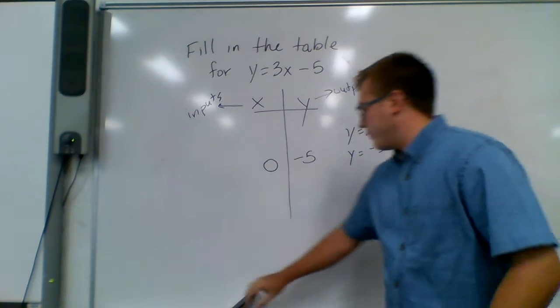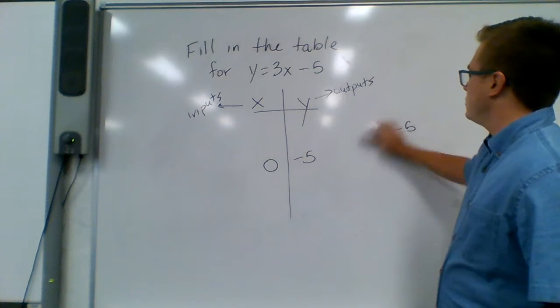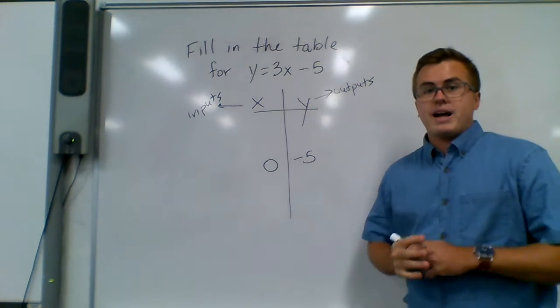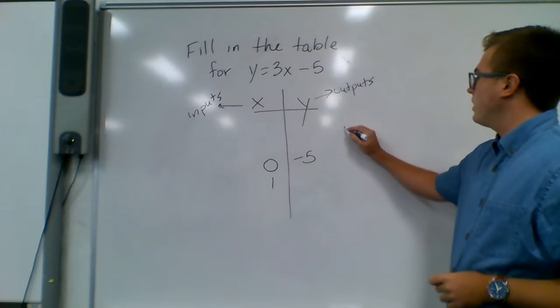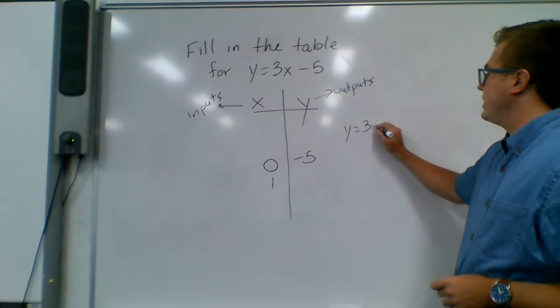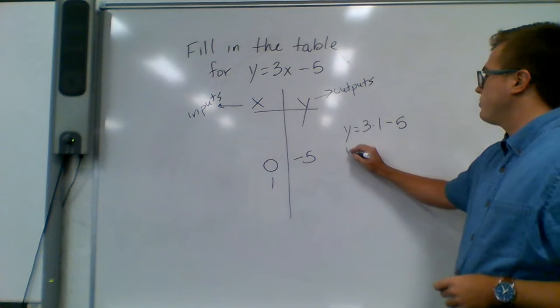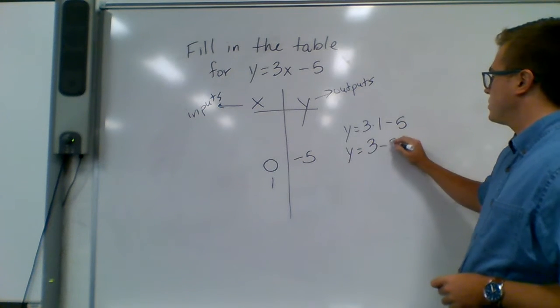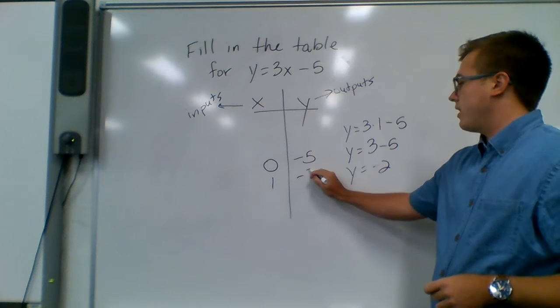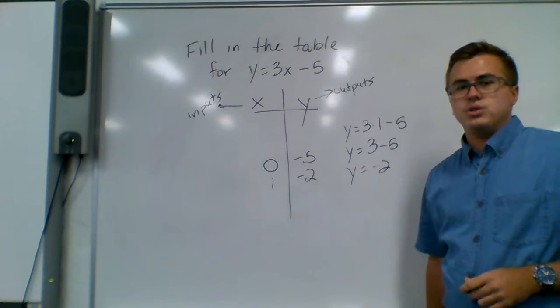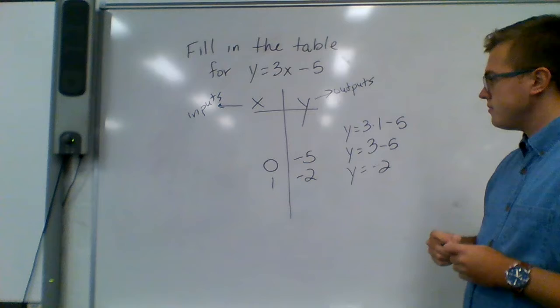Then what I would do from there is I would choose the next most obvious number, which would probably be 1. If I choose 1, I get y equals 3 times 1 minus 5. y equals 3 minus 5, so y equals negative 2. So then my output would be negative 2 for that one.